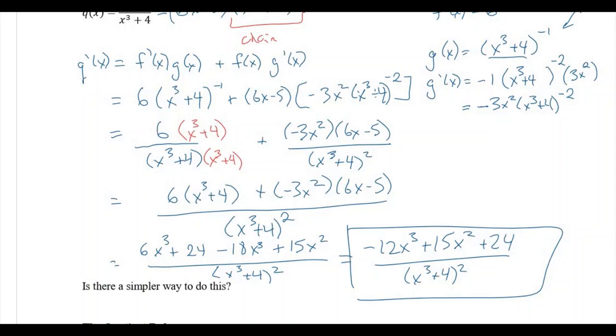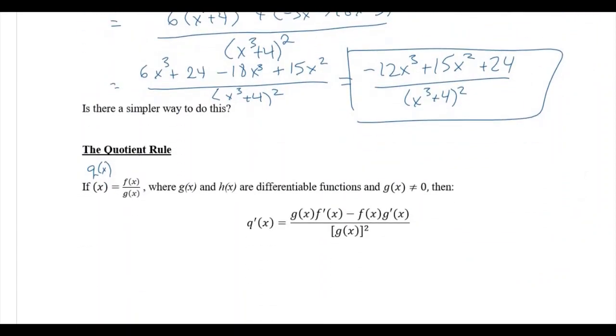I'll warn you, the quotient rule usually isn't too much better, but it's good to have that tool in your tool belt anyways, just so you can use it if the situation calls for it. So the way the quotient rule works, if we have a function q of x, which is equal to f of x over g of x, then to take the quotient rule, we're going to take this big long thing here. g of x times f prime of x minus f of x times g prime of x all over g of x squared. Again, it's not super simple, but it should give you the right answer.